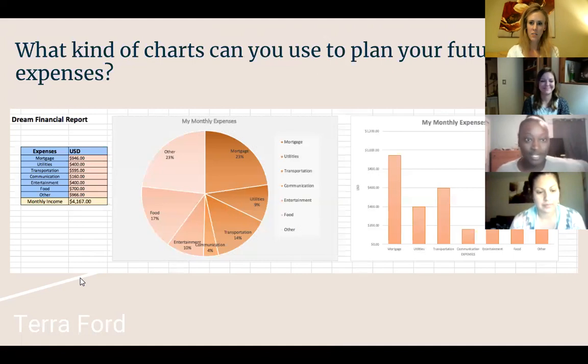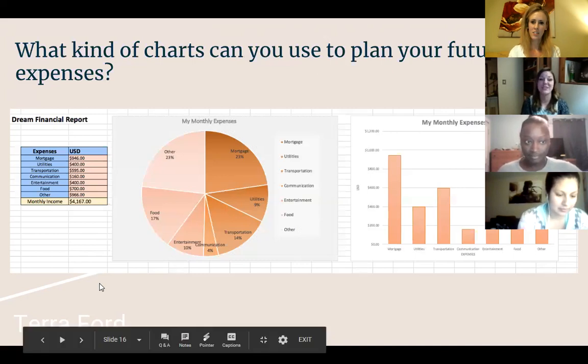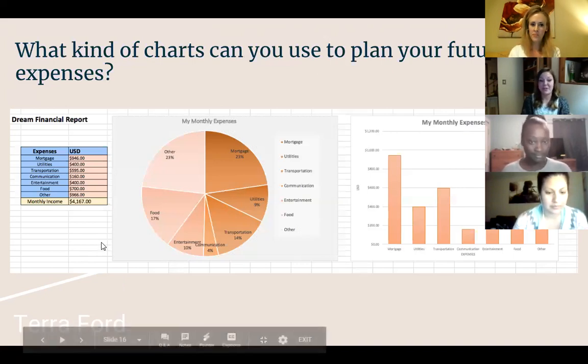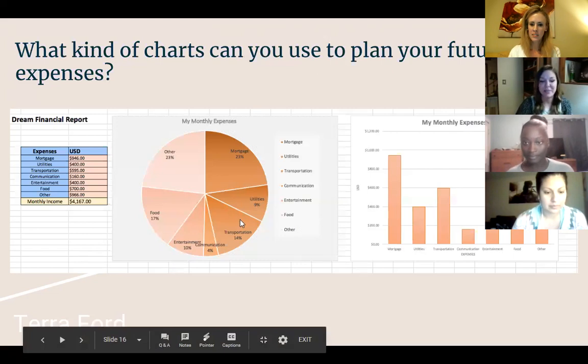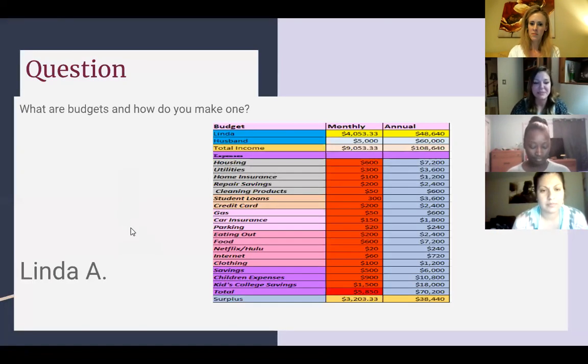Terra, what kind of charts can you use to plan your future expenses? Well, pie charts and bar graphs are a good way to chart expenses. By putting your monthly expenses in a visual format, you can see which of your expenses take the most of your budget. In this example, the monthly mortgage is even at 23% with the other, or the amount left over. Food is a close second at 17%.